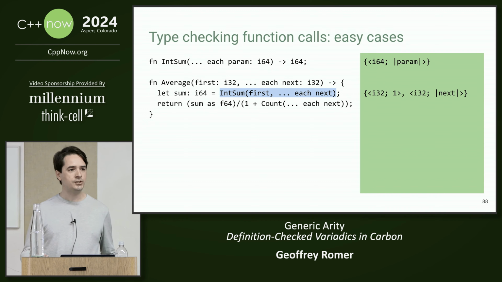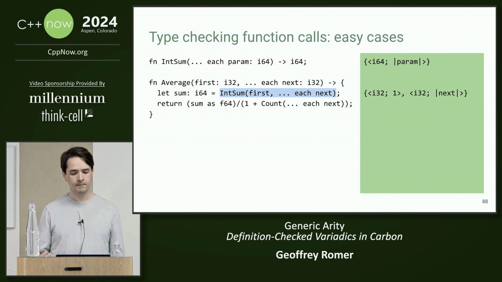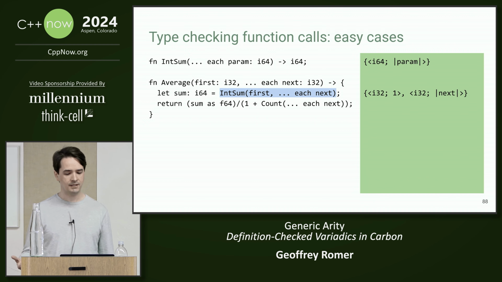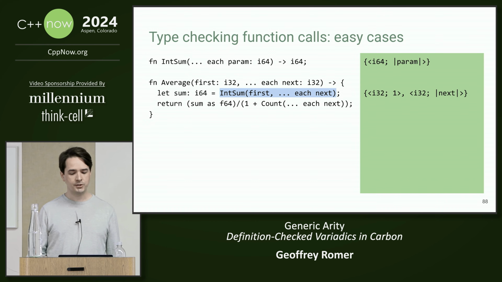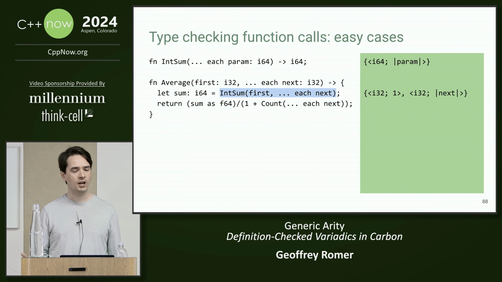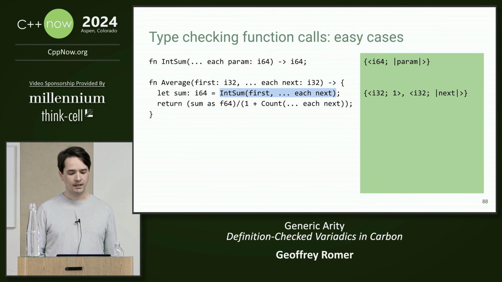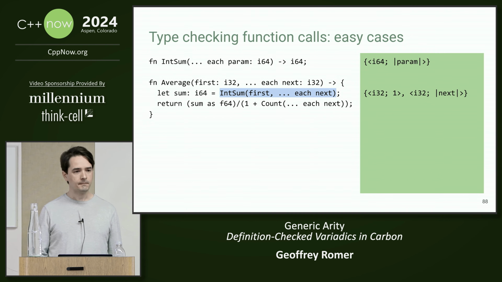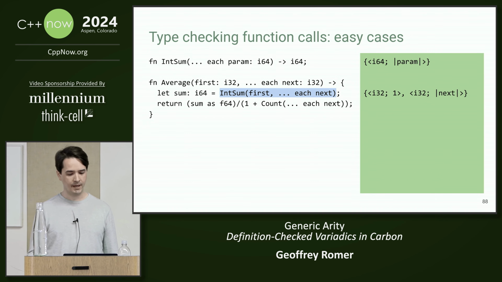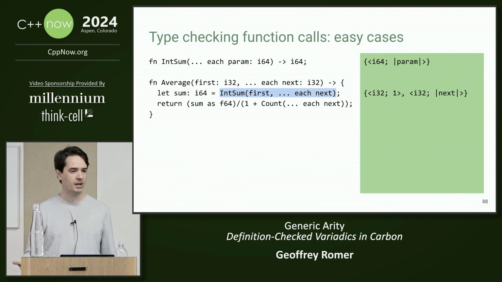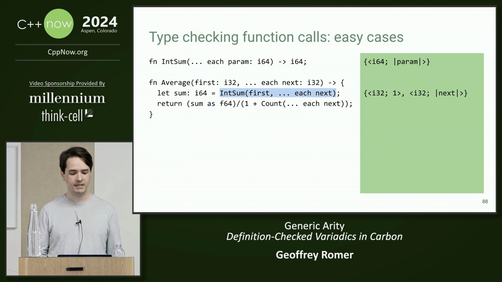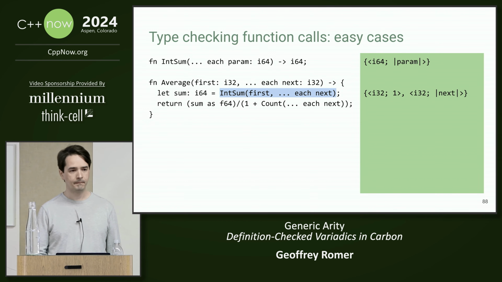So clearly we need to check the first argument against I64 and then check the second argument against I64. In other words, when there's a single parameter segment, we can loop over the argument segments, checking each of them against the parameter segment. And then we just need to check that the arities are equal, which means deducing the arity of param. The general rule is that the sum of the argument arities is equal to the sum of the parameter arities. So we can immediately deduce that the arity of param is equal to the arity of next plus 1.